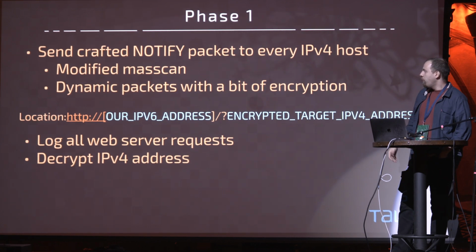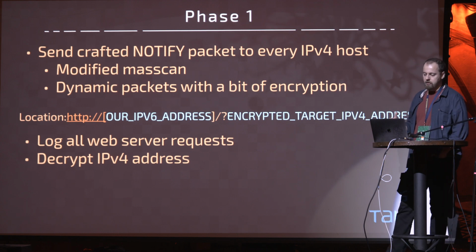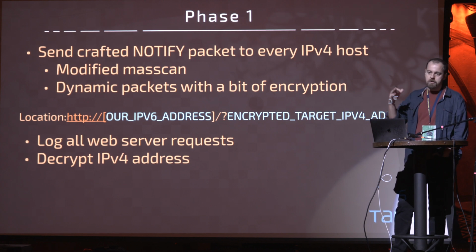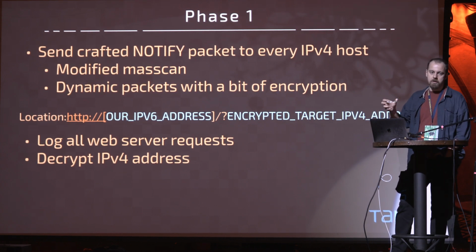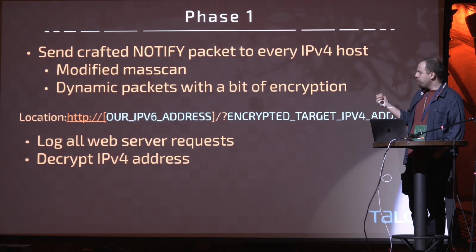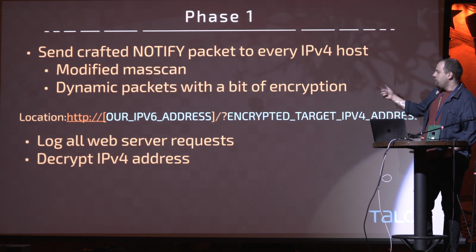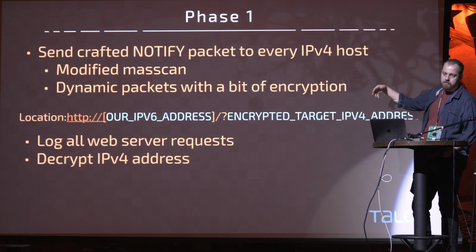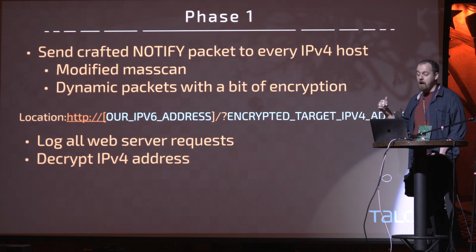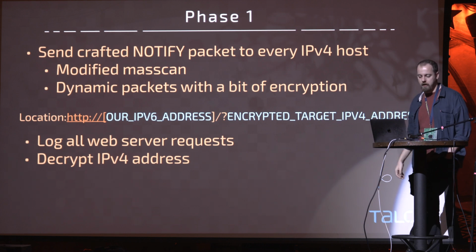To do that, we modified Masscan, which is a network scanner optimized for speed. We modified it so that we can do dynamic packet generation, in that for each host on the internet, it will generate different packets, and it will basically generate a UPnP notify packet with a different location header for each one. In that location header, we include an IPv6 address of our web server, and at the end, we include an encrypted IPv4 address of the target. So again, once we get it back, we know where it came from.